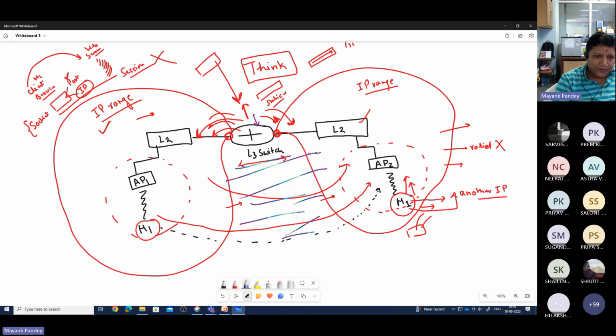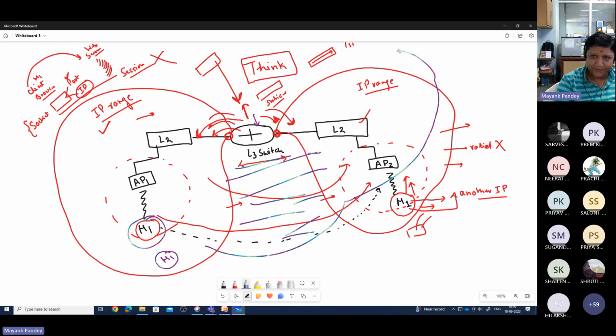Another situation: suppose this M1 is a web server and M1 is moving and changing networks. What will happen? It's not a client machine. All the clients need to change the DNS entry all the time, because your IP address is changing continuously. Yes or no? Yes, sir.